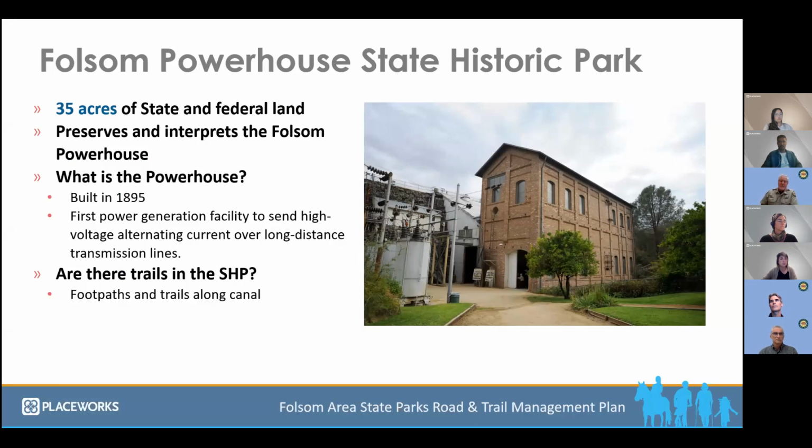miles to Sacramento. There are approximately 2.5 miles of trails in this park, consisting of footpaths within the core of the State Historic Park, trails to Lake Natoma and the Native American Grinding Rock site, as well as trails along the historic canal on the northeast side of Greenback Lane.